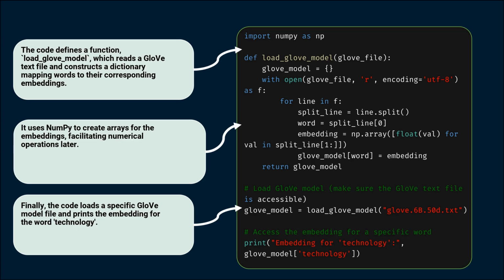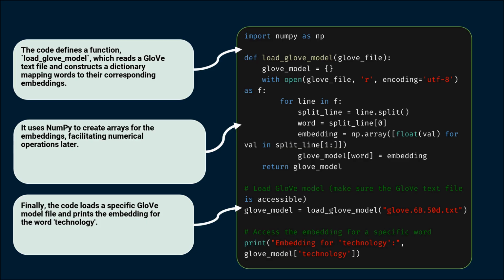All right, once we've defined our function, we move on to loading the GloVe model by supplying the specific file name for the GloVe embeddings. Now, it's super important to make sure that this file is accessible in your working environment. After we load the embeddings into our dictionary, retrieving the embedding for any word, say technology, is as easy as referencing the corresponding key in our dictionary.